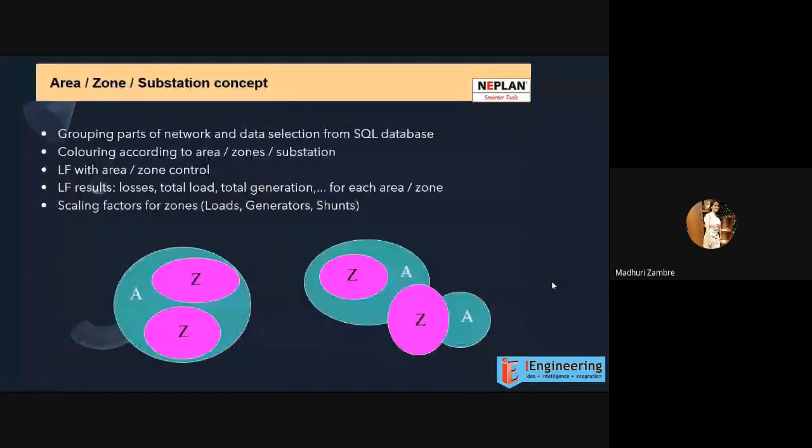Then next one, which is the area, zone, and substation concept. So here we can group parts of the network. The data calculation from the SQL database, we have to take it. Then the coloring according to the area, zones, and substation. So load flow within the area zone control can be possible, as well as the results in terms of the losses, total load, total generation for each area and zones. A scaling factor for the different zones we can also define.